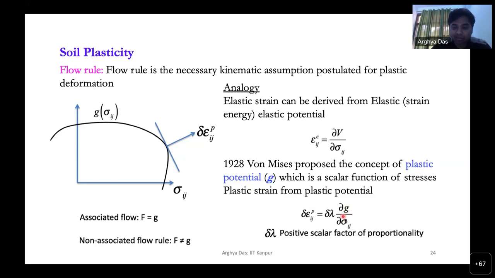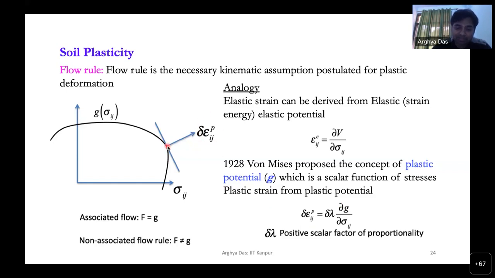this G, or this plastic potential, can be considered to be identical to the yield surface itself. So it is called the associated flow. And sometimes, depending on the type of material, if it is not linked to the yield surface, or it is different from the yield surface, then it is non-associated. So what essentially it does, if you take a derivative of that plastic potential with respect to stress at any given point, the normal to that plastic potential will give you the direction of the plastic strain.